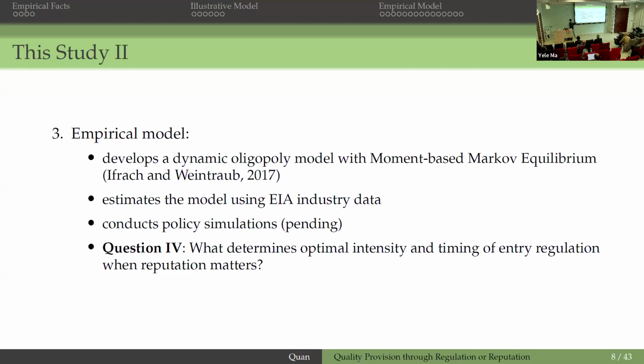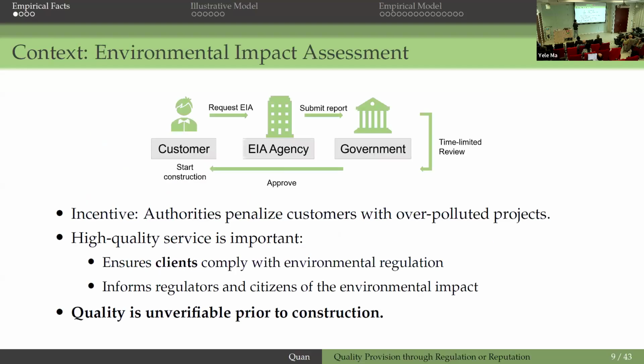And lastly, I will go to the empirical model. I will develop a dynamic oligopoly model, and the equilibrium concept that I use here is a moment-based Markov equilibrium. I will estimate the model using the ER industry data, and then conduct some policy simulations. And I will answer the last question: what determines the optimal intensity and timing of entry regulation when reputation really matters?